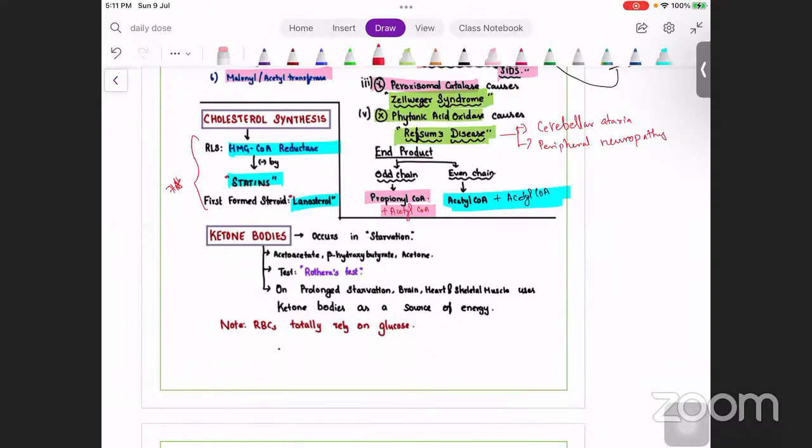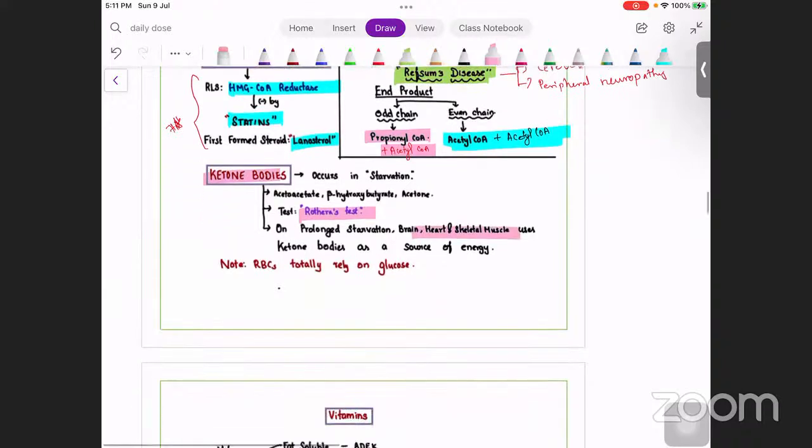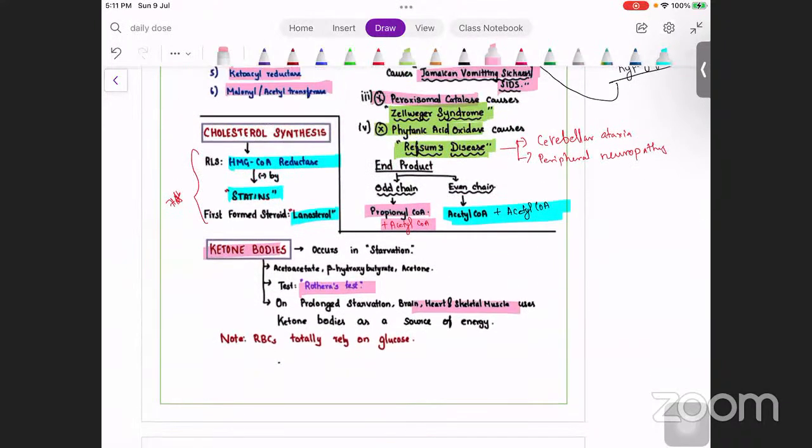Then you have ketone bodies. Ketone body synthesis occurs in starvation, and a test for ketone bodies is Rothera's test. In prolonged starvation, your brain, heart, and skeletal muscle use ketone bodies as a source of energy. And you have to remember that the rate limiting enzyme of ketone body synthesis is HMG-CoA synthase. Can you see here, people?